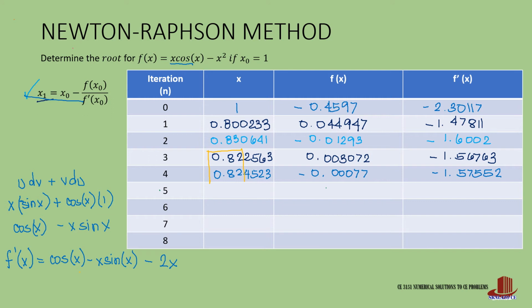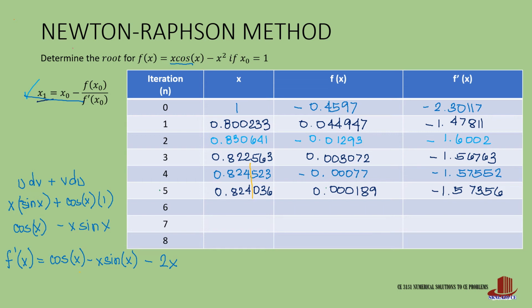So moving on to our fifth iteration. Again, plug the values into the equation and we get 0.824036. F of x turns as 0.000189 and f prime of x would be negative 1.57356. So from our fifth iteration, you can notice that we already have until the third decimal point. So let's continue on to the sixth iteration.